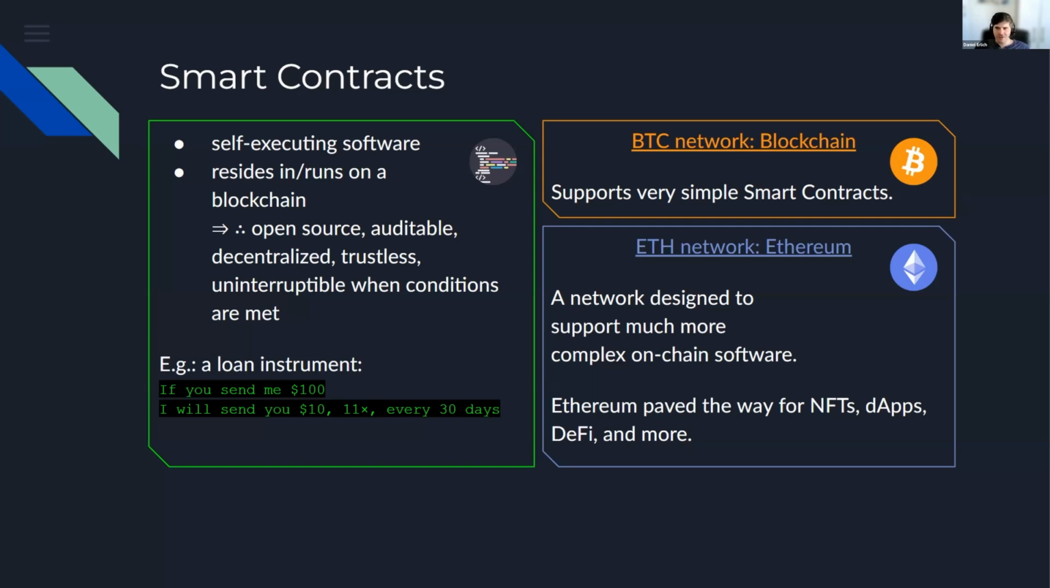But it's a newer development than Bitcoin, and it was designed to specifically support much more complex on-chain software. So with Ethereum, we were able to have NFTs, dApps, DeFi, and so much more. Bitcoin does support very simple smart contracts, but for a number of reasons, it's not feasible to actually run them on Bitcoin, not in practice. For that, most of the time, like 100% of people use Ethereum or some other Ethereum derivative.